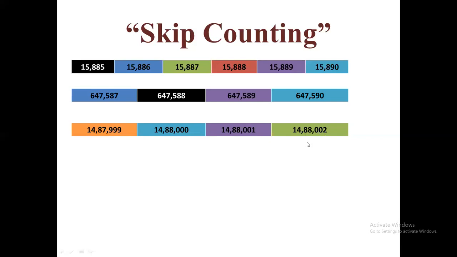Children, it is not always that the change is going to come in the ones place. It might be possible the change comes in the tens place, then you have to add 10. It might be possible the change comes in the hundreds place, so you have to add 100 for that. It depends on the place where the change is coming.